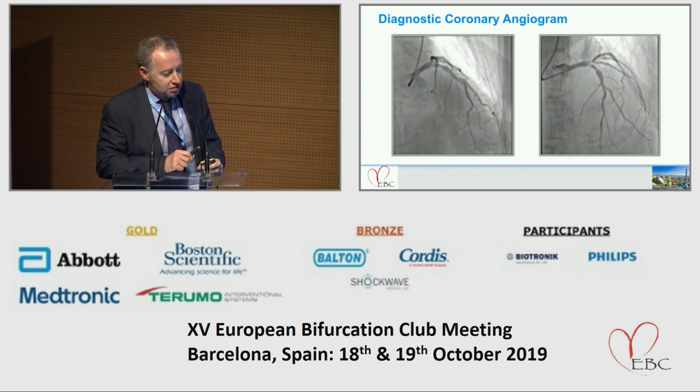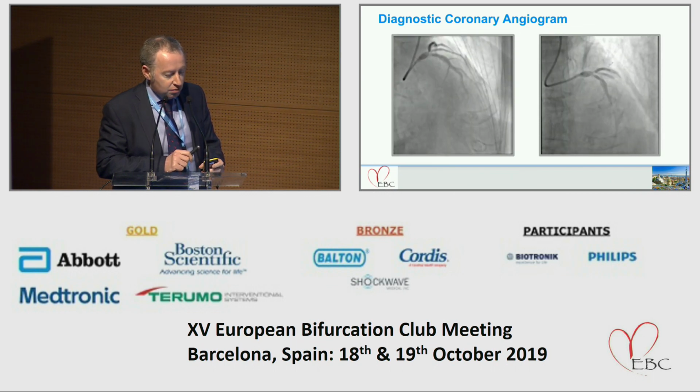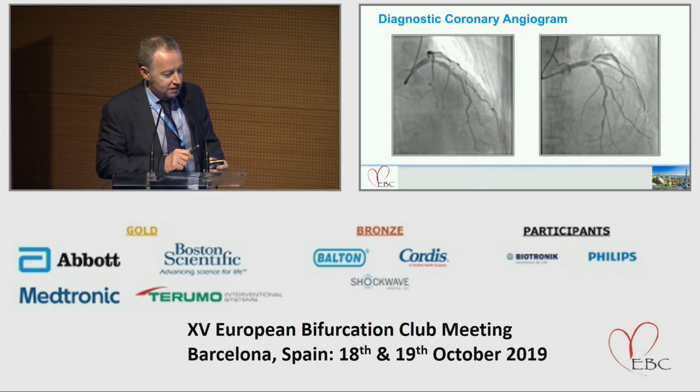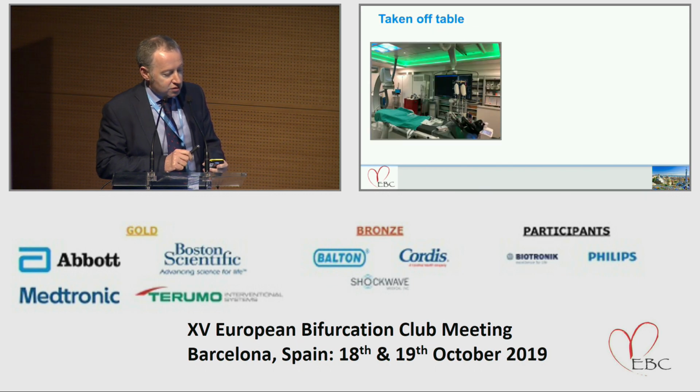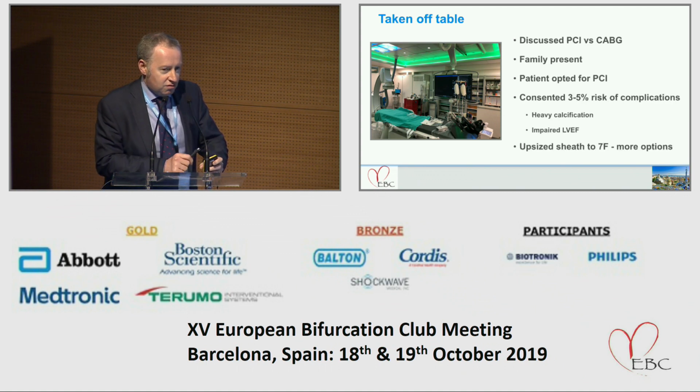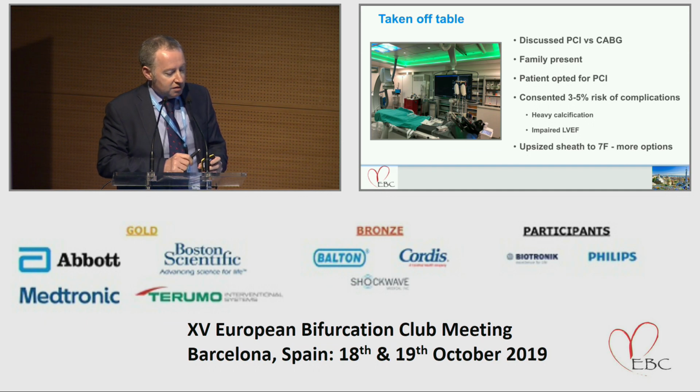And a fair, so I looked at this case and thought, right, we're not going to carry on. We're going to stop and take her off the table and discuss options. So we take her off the table to discuss the options of PCI versus CABG. I mean, we try and avoid CABG in this age group, but sometimes you have to for this type of case. But having discussed with her and her family, she was really adamant she didn't want CABG.